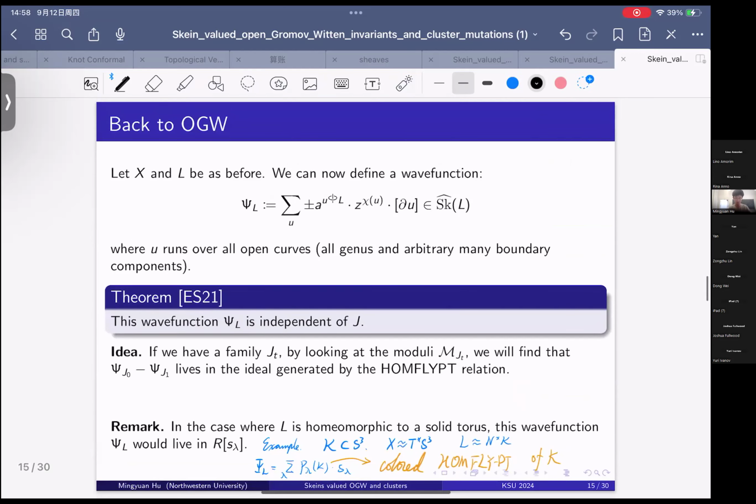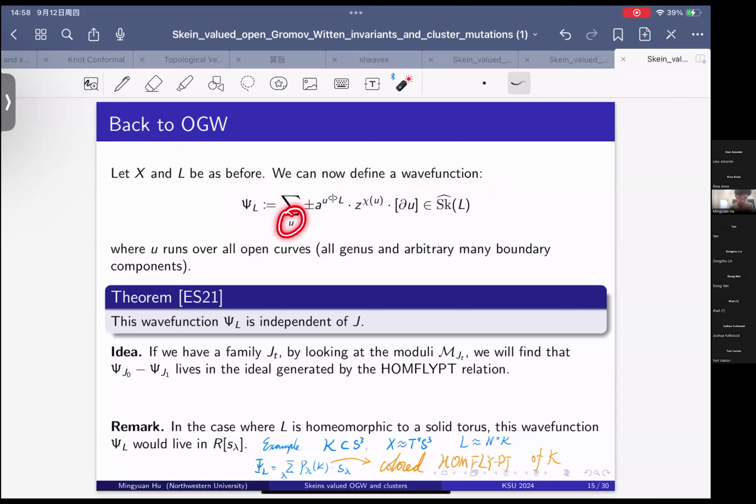Now let's go back to the open Gromov-Witten invariants. Why do we need this skein module? As I mentioned before, we should count curves in the skein module. So here's the definition.